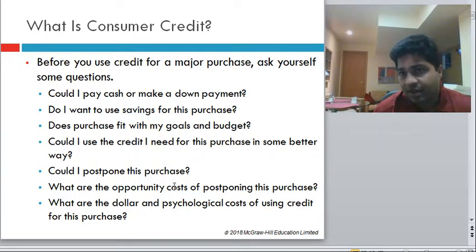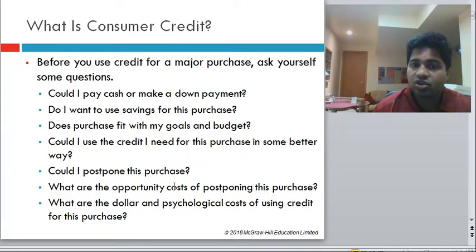So let's say I want to buy a car. What is the opportunity cost of buying a car? The convenience, the savings of time, and let's say it's a winter season, so the physical difficulties I'll go through when I'm using public transport rather than using my own car. So these are the opportunity costs.